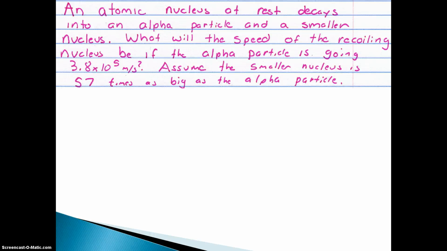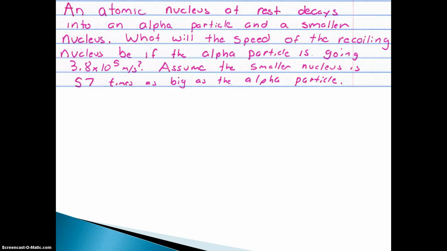An atomic nucleus at rest decays, that means breaks apart, into an alpha particle and a smaller nucleus. What will the speed of the recoiling nucleus be if the alpha particle is going 3.8 times 10 to the 5th meters per second? Assume the smaller nucleus is 57 times as big as the alpha particle.